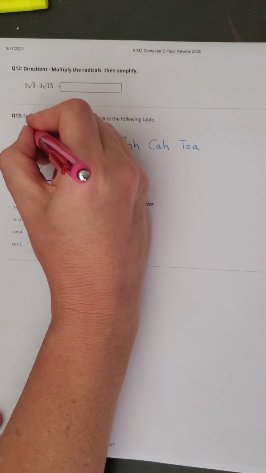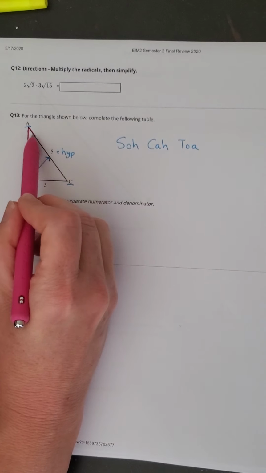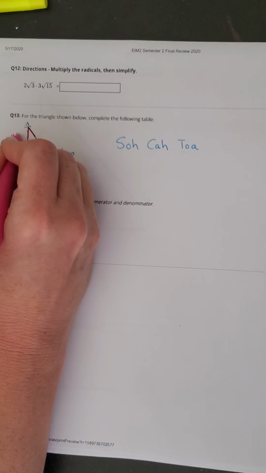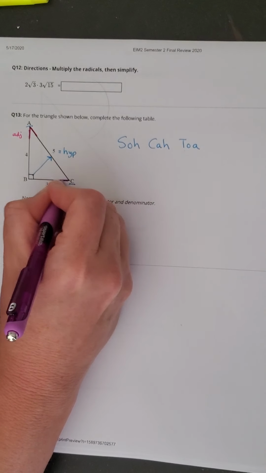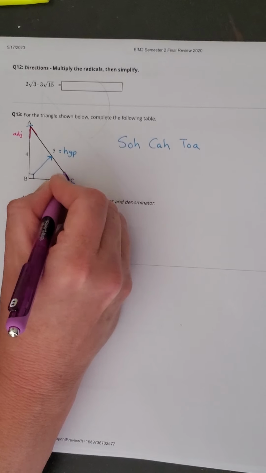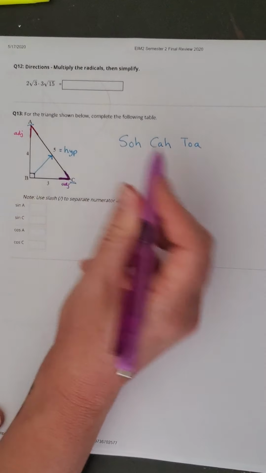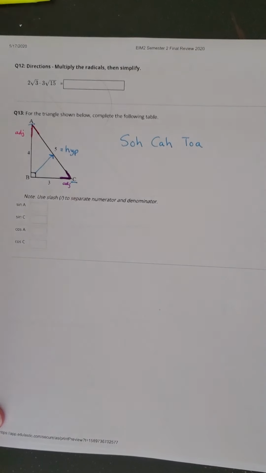If I'm using angle A, then these are the adjacent sides. This one's the hypotenuse and this one's the adjacent. But if I'm using angle C, these are my adjacent sides. So now this one would be adjacent and the other one would be opposite. So you need to know the difference between using angle A and using angle C.